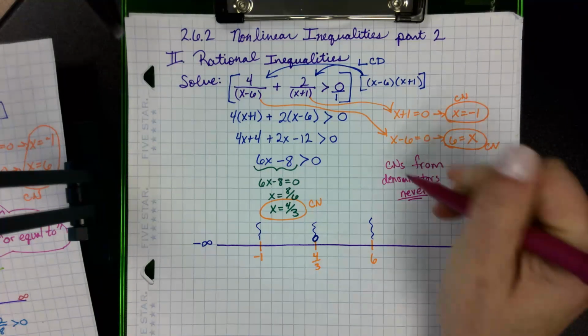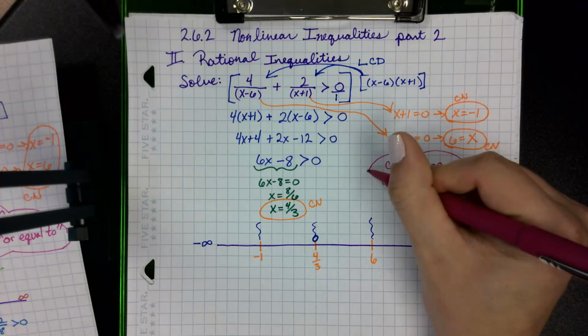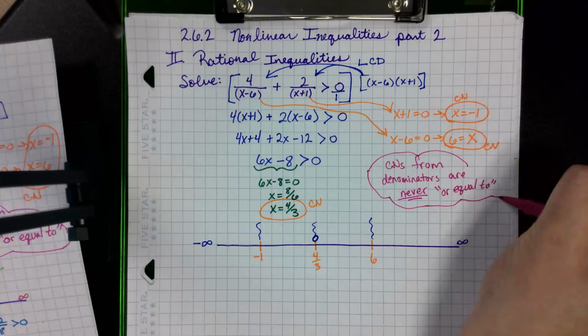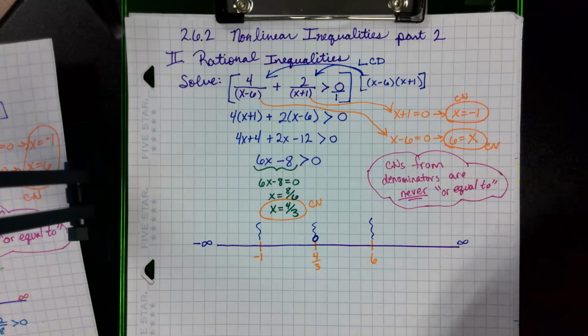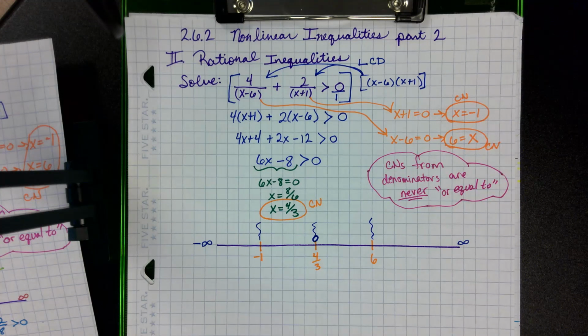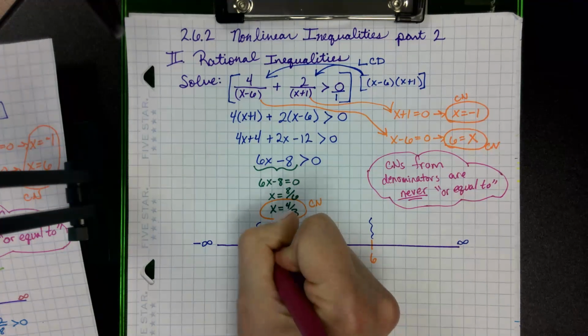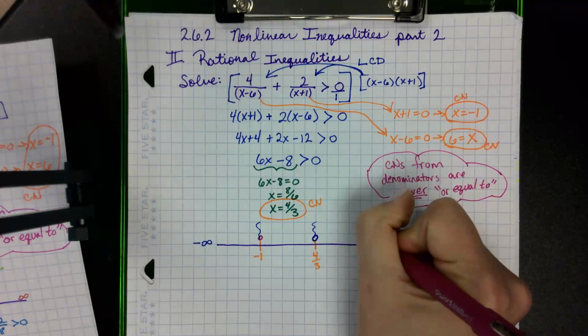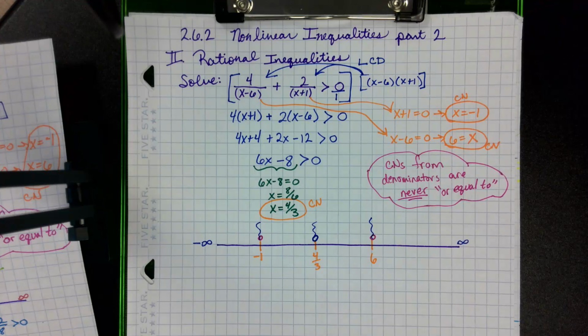You can word that however you need to. You could say they will always have parentheses. They will never be included. However you want to word it to where it makes sense to you. So both of those critical numbers are open dots. They cannot be those numbers, because I got those critical numbers from setting denominators equal to 0.